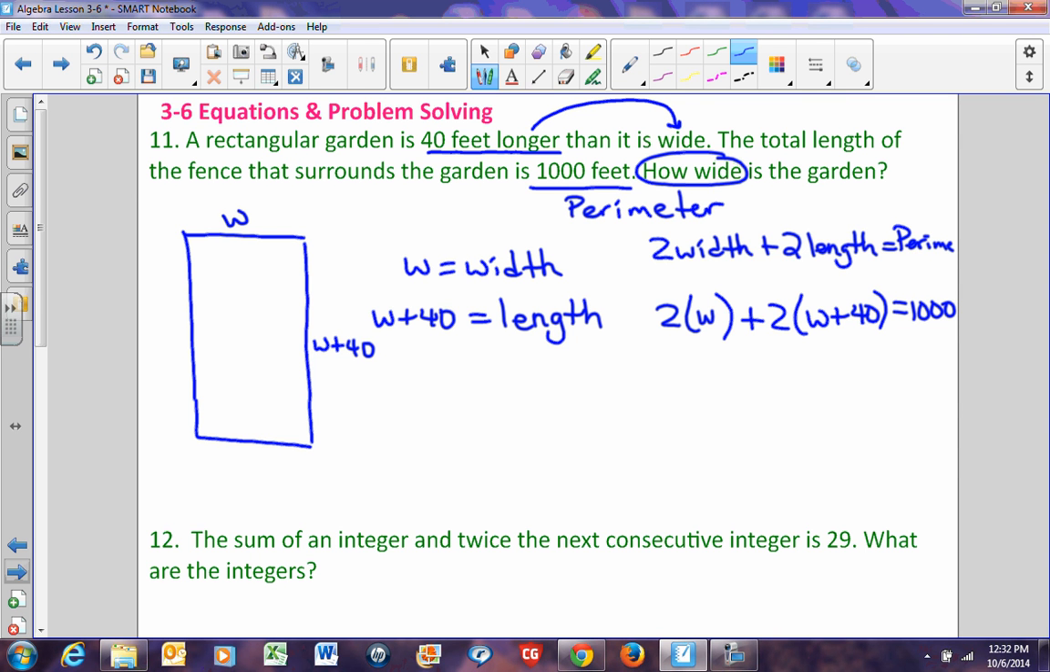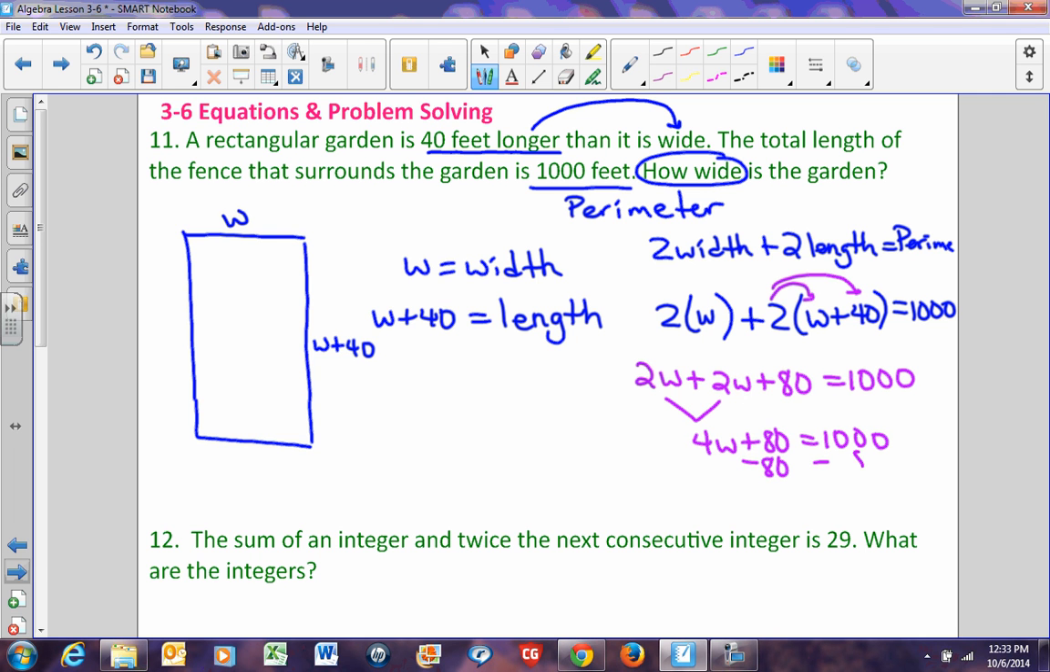Now I'm simply going to simplify this problem. So this becomes 2W plus, if I distribute, make sure you distribute properly, 2W plus 80 equals 1,000. So 2W plus 2W is 4W plus 80 equals 1,000. Subtract 80. 4W equals 920. Take 920 and divide it by 40, and you're going to get 23.